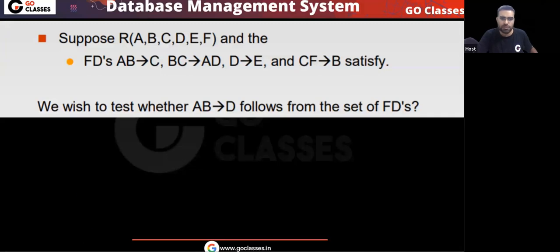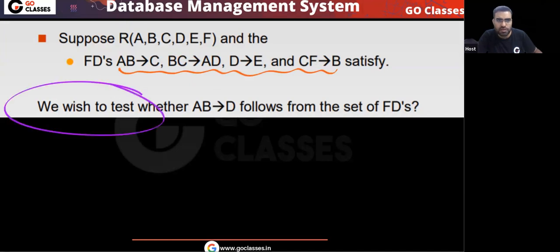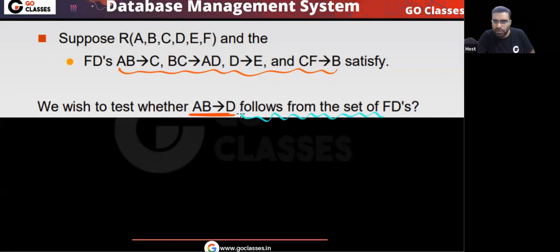Now let's see this question. Tell me the answer. This is your set of FDs that is given to you, and this is the relation A, B, C, D, E, F. Now we want to test whether this FD follows from the given set of FDs or not. So tell me, how will you check it? Method number one: you can apply the functional dependency laws. Yes or no? You can apply the FD laws, right?